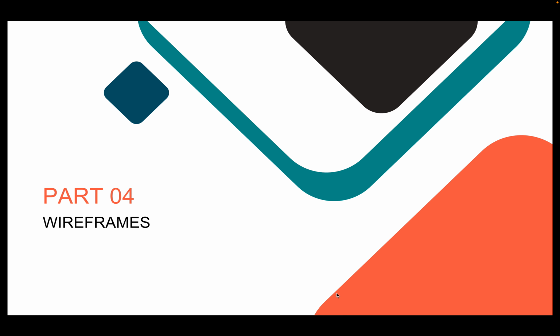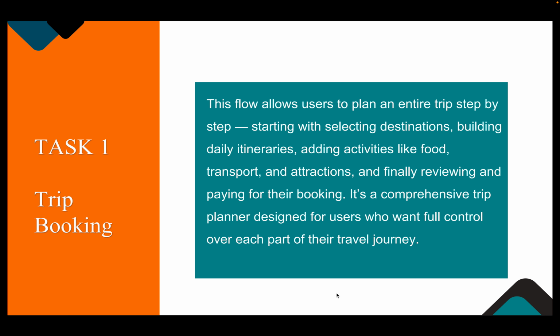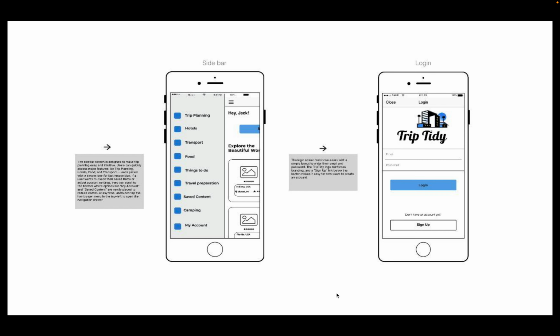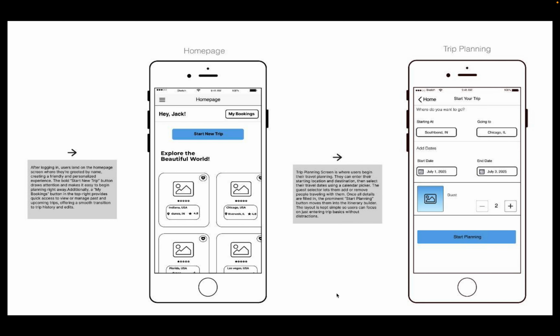For part 4, it's wireframes. This allows users to plan an entire trip step by step. Task 1 is trip booking. This is the sidebar. This usually explains trip planning, hotels, transport, foods, things to do, travel preparation, saved content, campaigns, and my accounts. Login screen and then homepage and trip planning.